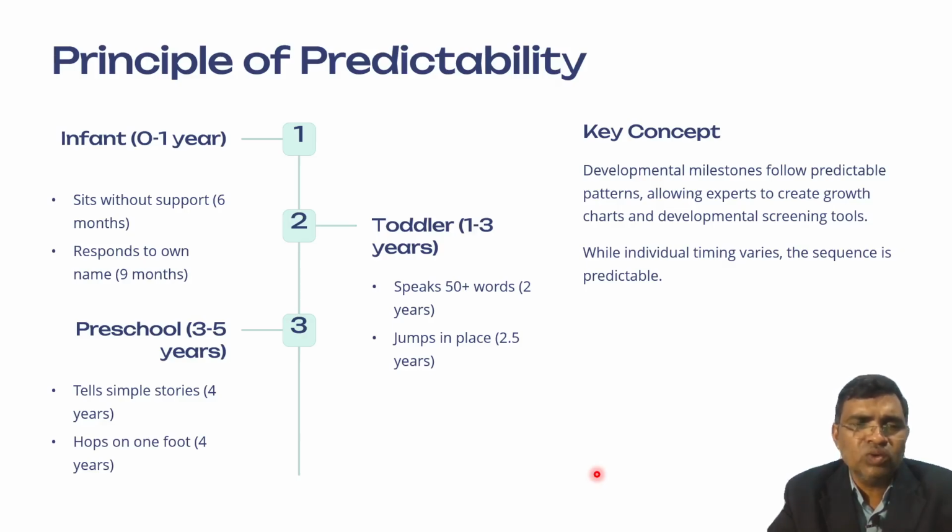Then he goes to the preschool years where he is going to tell simple stories. Then he hops on 1 foot, at 4 years. The key concept is developmental milestones follow a predictable pattern, allowing experts to create growth charts and developmental screening tools. So one can predict what he is going to do, at what age, what they can do, like infant, toddler, preschool, adulthood. This is called principles of predictability.